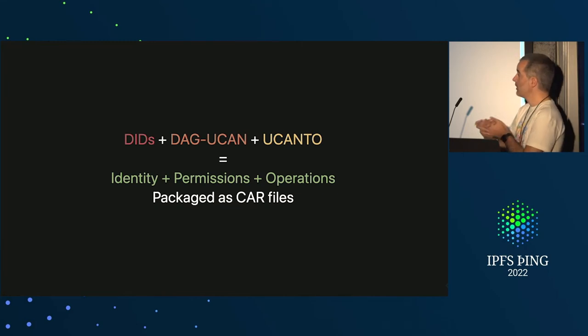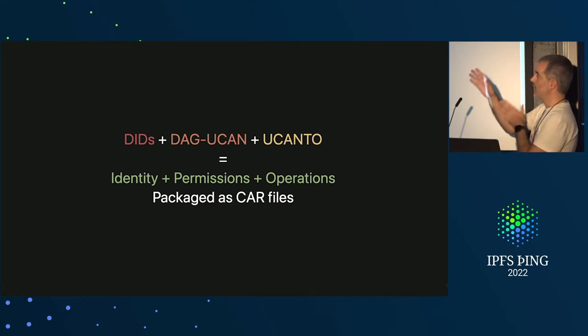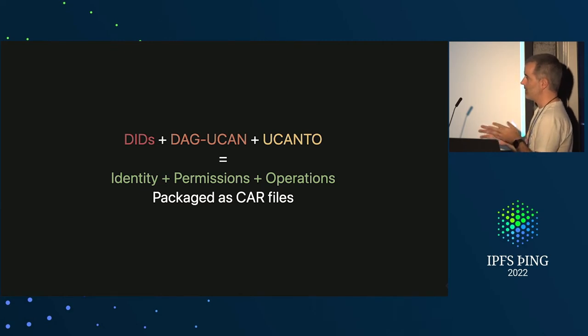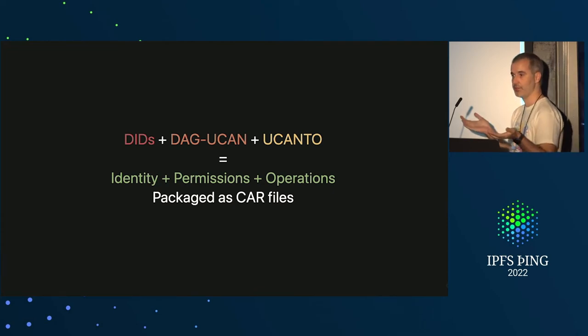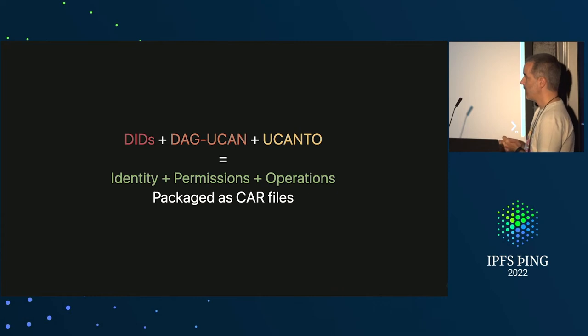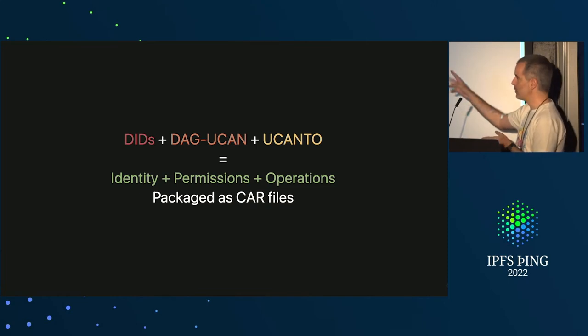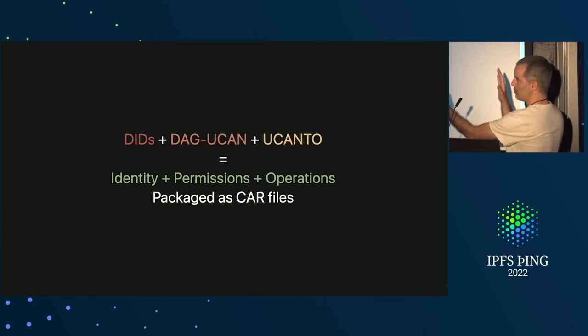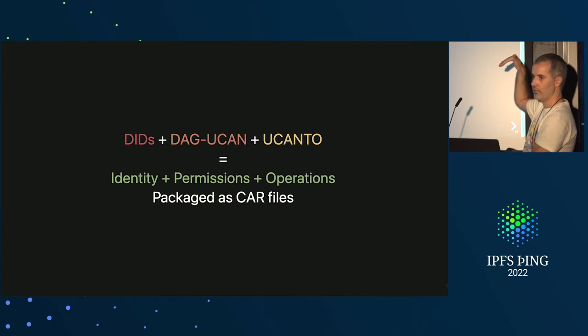So yeah, wrapping everything, we have DIDs, we have DAG UCAN, we have UCAN2. So what does that mean? That means that we can have identity, permission, operations all packaged up as CAR files. And with CAR files, the interesting bit is that we can package everything. We can package multiple operations, and we can have the ID and permissions plus a list of several things.